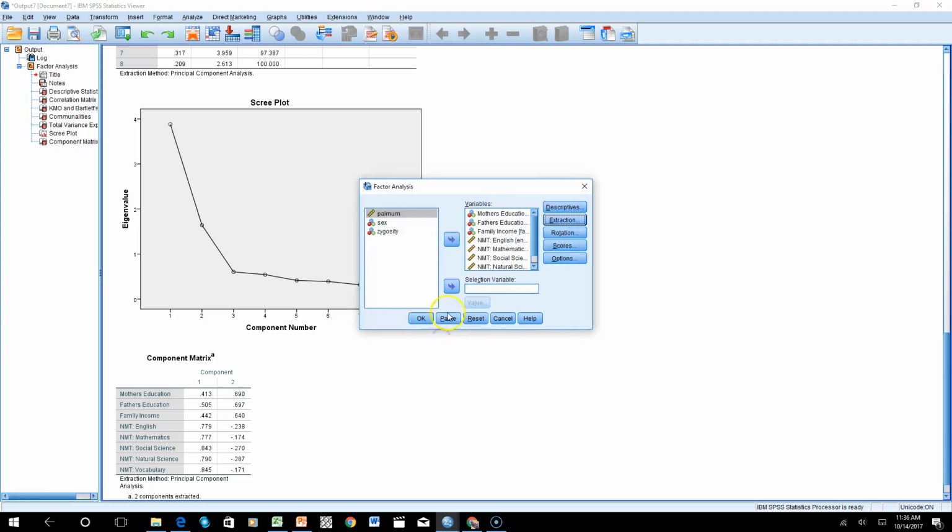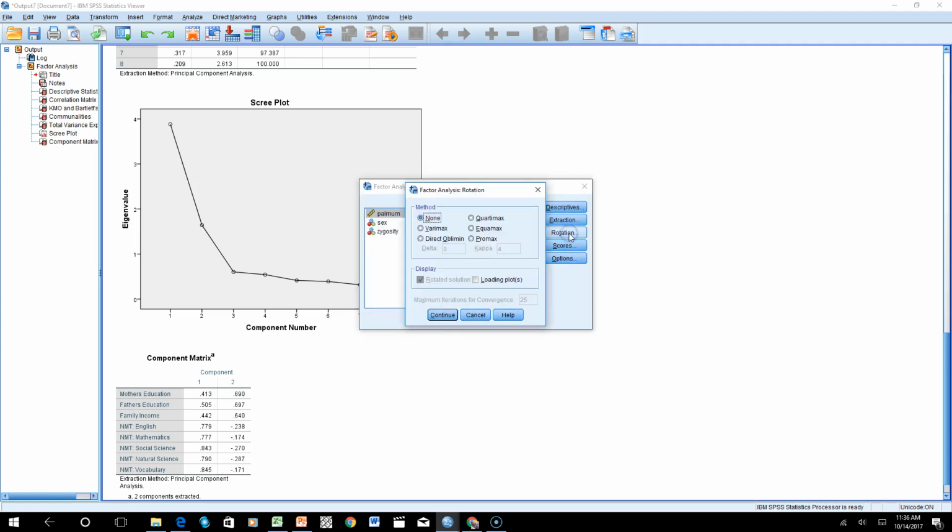We will hit continue. Go to rotation. As rotation, we talk about this a little bit. If we have direct oblimin, direct oblimin means that the correlation is strongly correlated. If we have Varimax, then it's minimum correlation there.